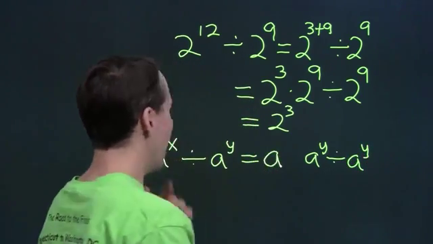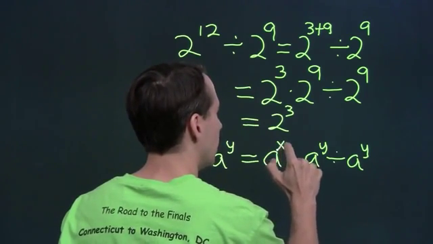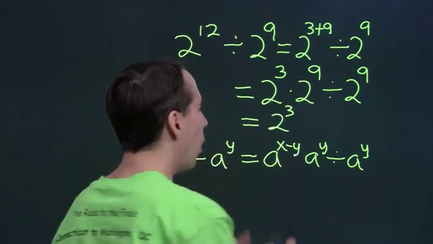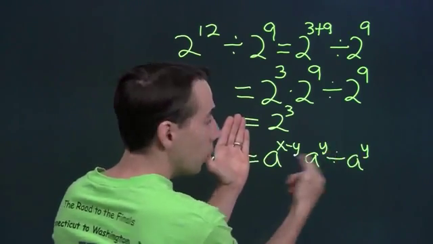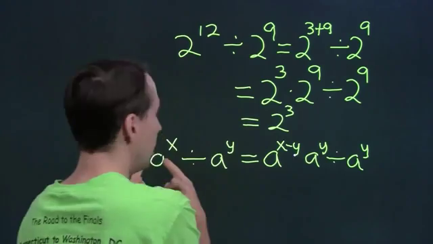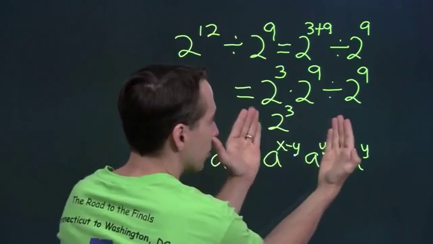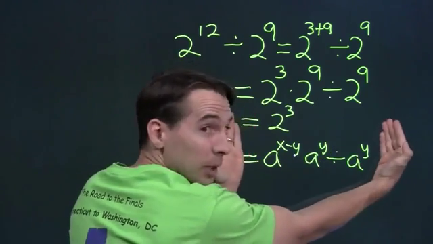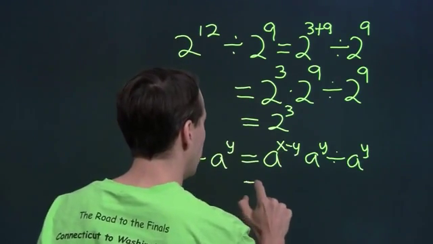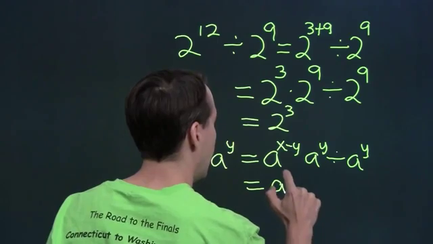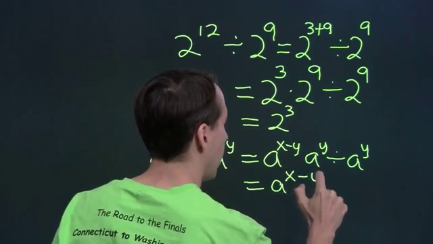So what we do is we take our a to the x and we break that into a to the x minus y times a to the y. Because when you multiply these two, we know what we do. We add the exponents, and that'll give us x, because the two y's there cancel. And now this is something we can handle. a to the y divided by a to the y, that's just 1. And we're left with a to the x minus y.